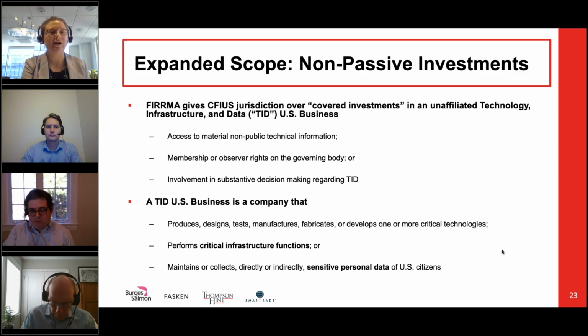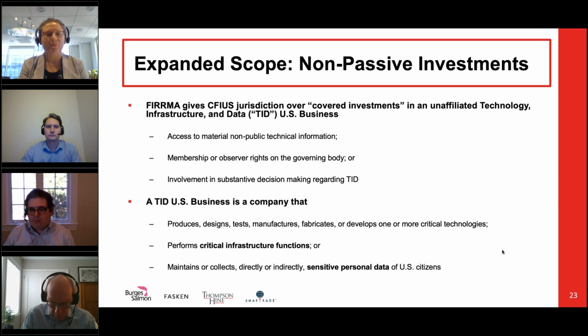So what's a non-passive investment? As we just mentioned, for decades, CFIUS has had the authority to review any acquisition of control of a U.S. business by a foreign person. And they've always taken a very expansive definition of what control is. It's not 50%. It's certain rights that allow you to control business decisions.